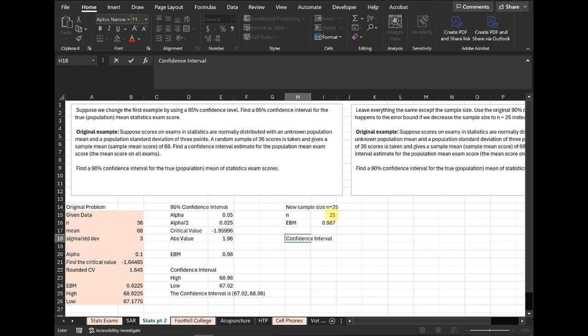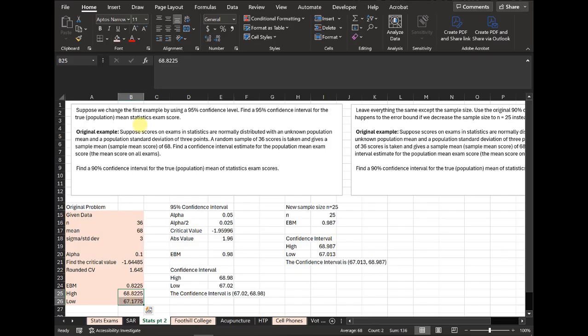So from here, I can go ahead and calculate my new confidence intervals. I'm going to do my high versus my low. I'm just going to recycle the mean from before, plus my new error bound using that new n. And then I'm going to take the mean minus, again, my new error bound. Okay, and so now in this case, the confidence interval is going to be 67.013 to 68.987.